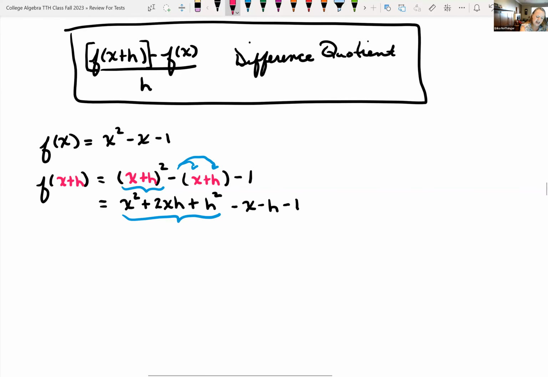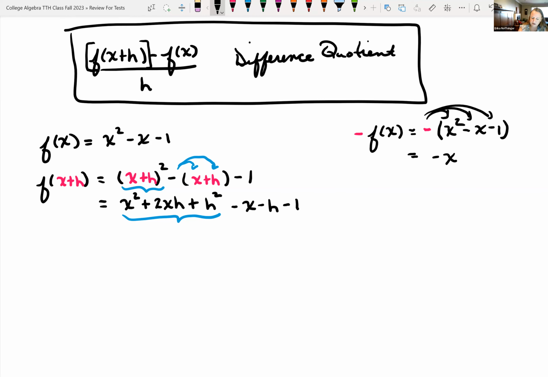If I'm looking at negative f of x, this is saying I'm going to multiply my equation f of x by negative 1. So I need parentheses around the whole equation. So I have negative of x squared minus x minus 1. If I distributed my negative 1 to each term, this would give me negative x squared plus x plus 1.